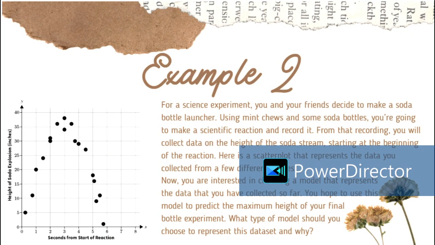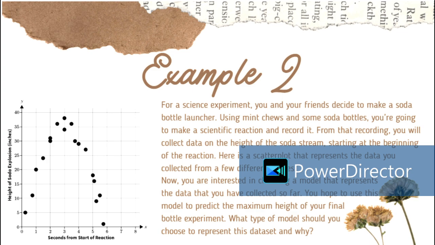This is Example 2. For a science experiment, you and your friends decide to make a soda bottle launcher using mint chews, which are Mentos, but the book can't say Mentos because that's a copyrighted brand name, and some soda bottles. You're going to make a scientific reaction and record it. From that recording, you will collect data on the height of the soda stream starting at the beginning of the reaction. Here is a scatter plot that represents the data you collected from a few different bottles.